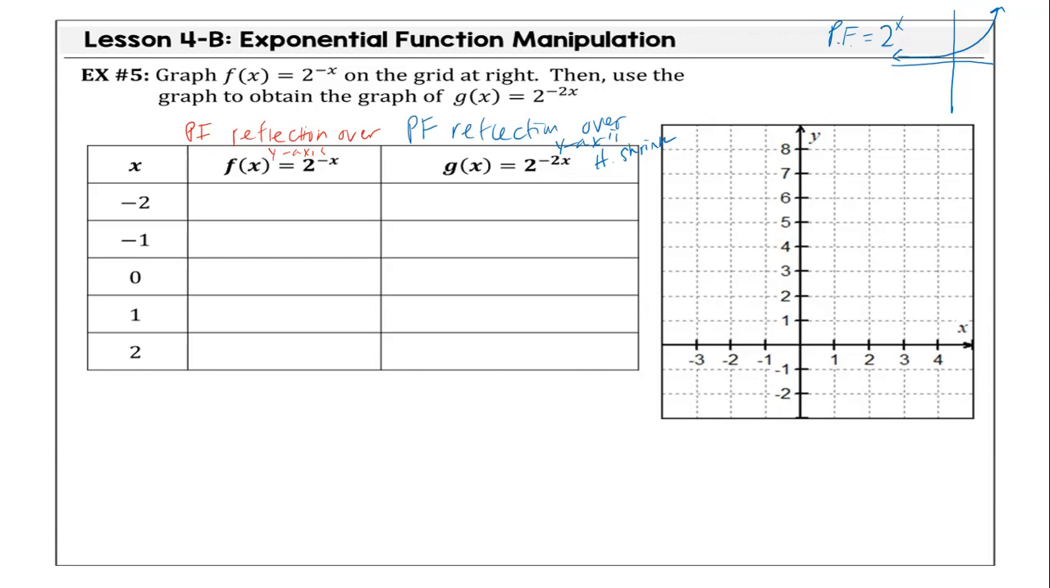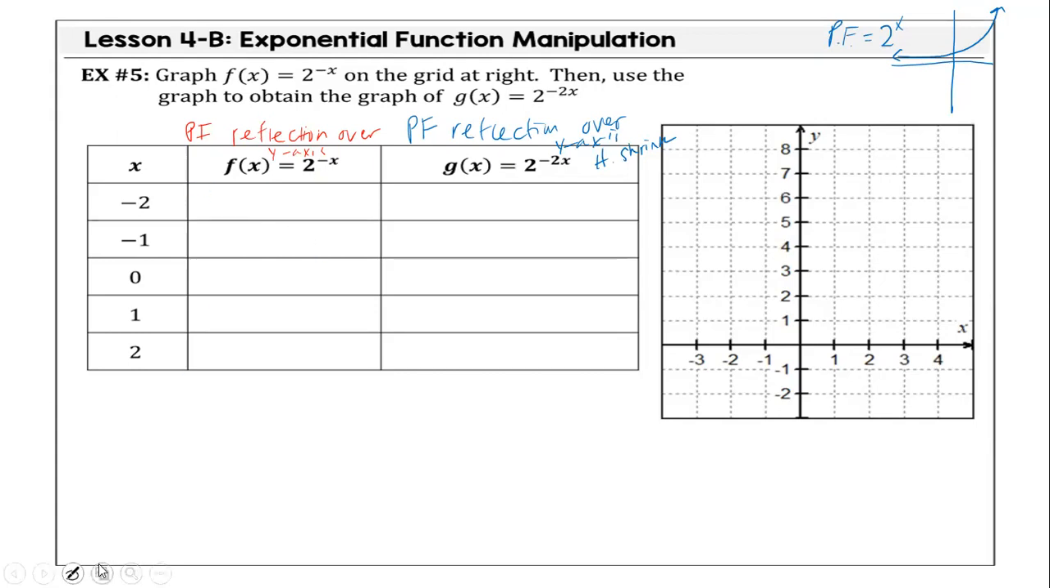All right. So now we're just going to fill in the table really quick. When you're filling in the table, you have options. You can just plug in and simplify, correct? Or you can apply transformation rules. I'm just going to plug in and simplify. Is that cool with you? Yeah. That's the fastest way I can think of.